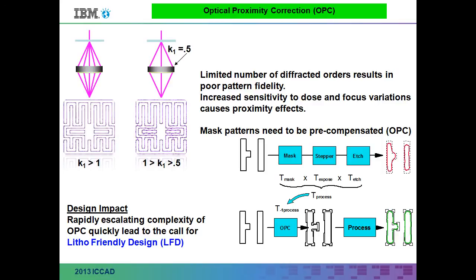All right, so just to briefly illustrate what happens in this domain as we approach the K1 of 0.5. At a large K1 factor, the diffracted orders are such that the lens can capture a whole bunch of them, so you have plenty of information making it through the lens. You can make square corners and all your edges are perfectly straight. And whether you're an isolated feature or a nested feature, you still have an abundance of diffracted orders, so the images don't really vary as a function of proximity.